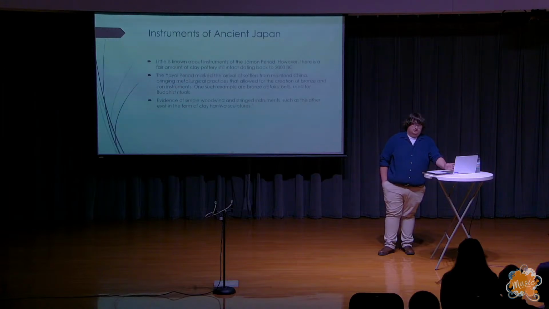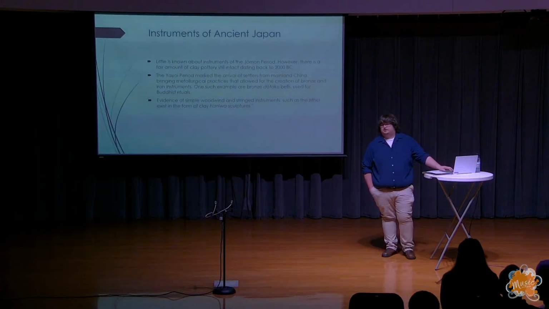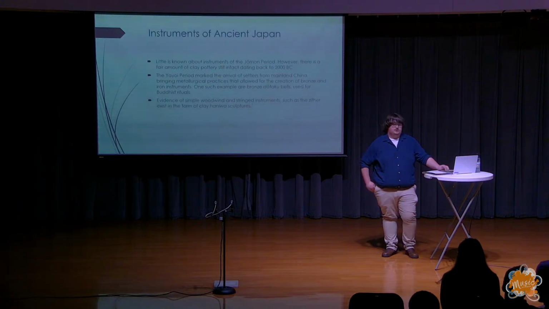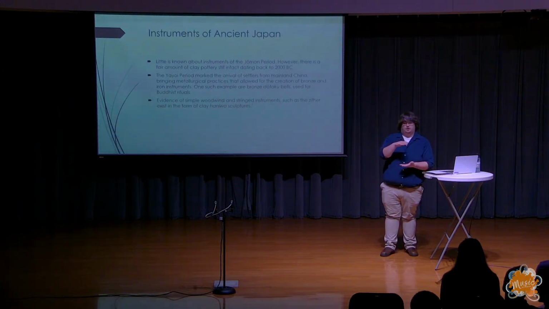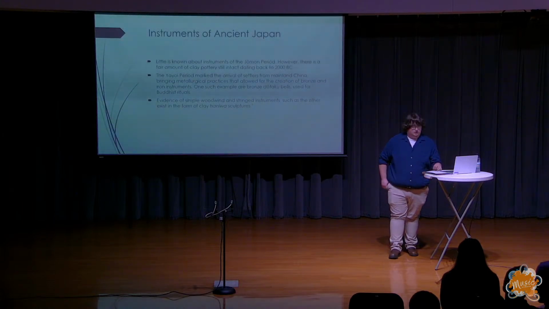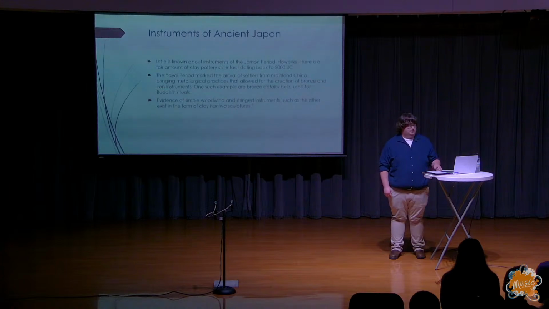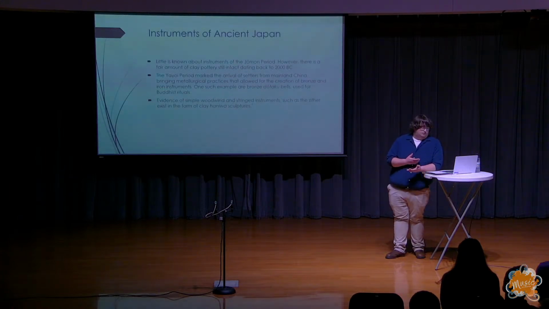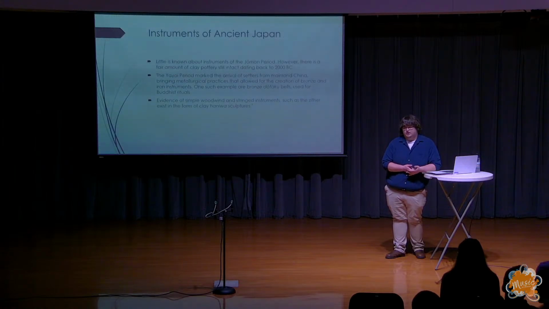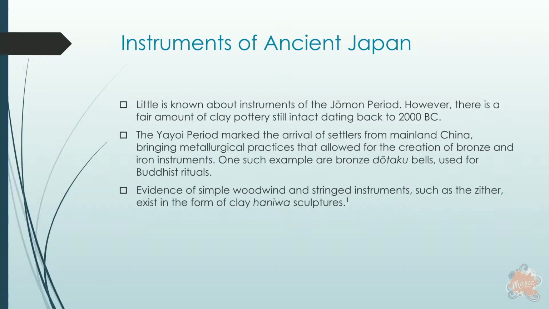One example of that metallurgical practice in the form of a musical instrument comes in the form of dotaku bells, which are these handheld bells about this tall, usually made of bronze or copper that they would use for Buddhist rituals. And then evidence of simple woodwind and string instruments such as the zither exists in the form of clay haniwa sculptures. The zither, for those that are uninformed, is what this little guy on the right is holding.